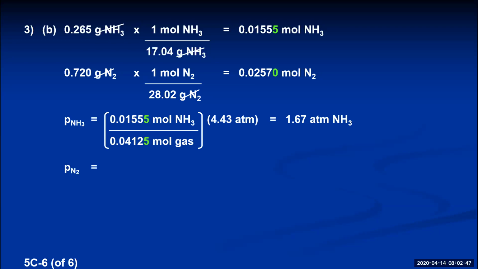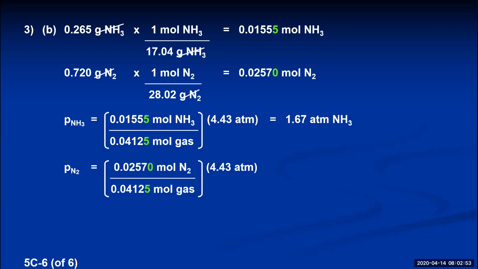The partial pressure of nitrogen will be its mole fraction, 0.0257, divided by the total, multiplied by the total pressure of 4.43 atmospheres, and that comes out to be 2.76 atmospheres as the partial pressure of the diatomic nitrogen.